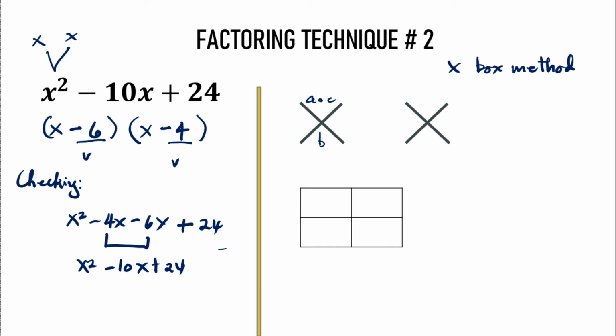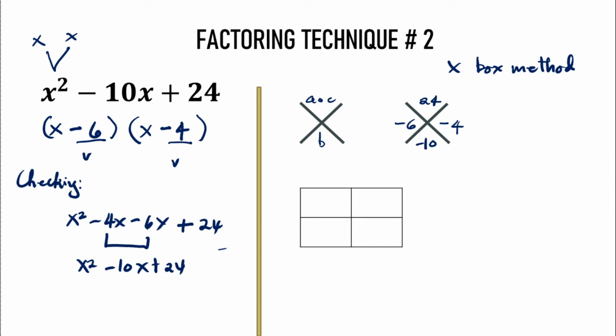Okay, gagawin natin, multiply natin yung A tsaka C. So, magiging 24 yan. Dito naman, sa ibaba, is ang negative 10. So, ano yung factors ng 24 na pag-add natin magiging negative 10? Okay, we have negative 6 and negative 4. Now, pag makumpleto na natin yung x, yung mga numbers na nasa x, okay? So, makakabuo na tayo ng box.